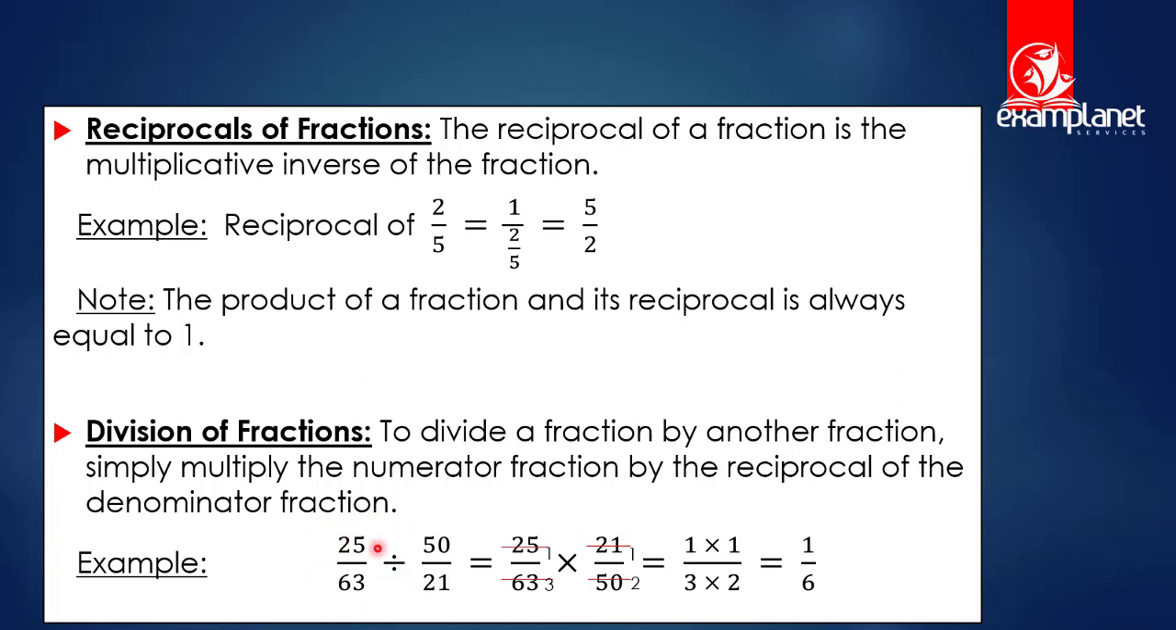So here I have 25 over 63 divided by 50 over 21. That means it will now be 25 over 63 times 21 over 50. You cannot do anything until you turn the division sign to multiplication. And once you do that, 50 over 21 turns to its reciprocal, which is 21 over 50. Now we can see 21 here is 1, in 63 we have 3, and 25 here is 1, and in 50 we have 2. So at the end of the day we have 1 times 1 over 3 times 2, which will give us 1 over 6. So we have simply divided this fraction by this fraction, and this is the result. That is how we divide two fractions.